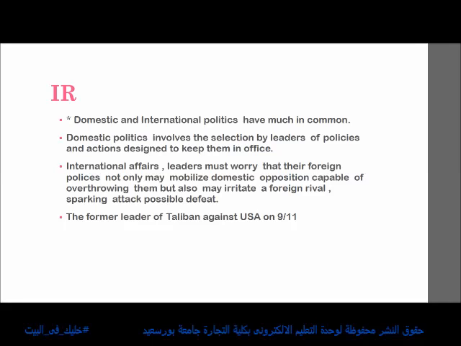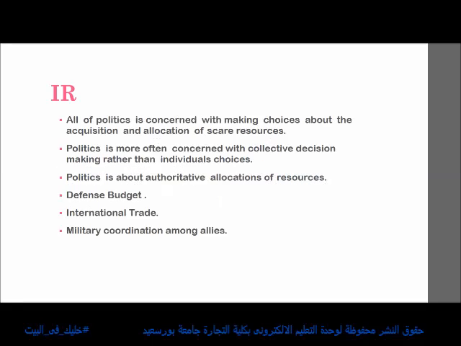The former leader of Taliban against USA on 9/11, also they remind us about small countries, Afghanistan versus the United States, and so on. All politics is concerned with making choices about acquisitions and allocation of scarce resources. Resources are not enough over time, so you really need to be careful about your resources: oil, gold, people, your land.